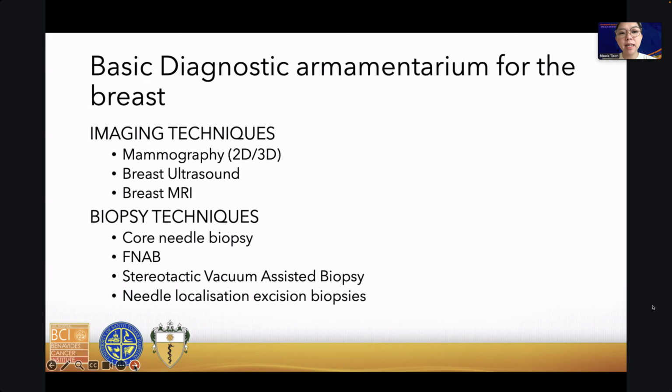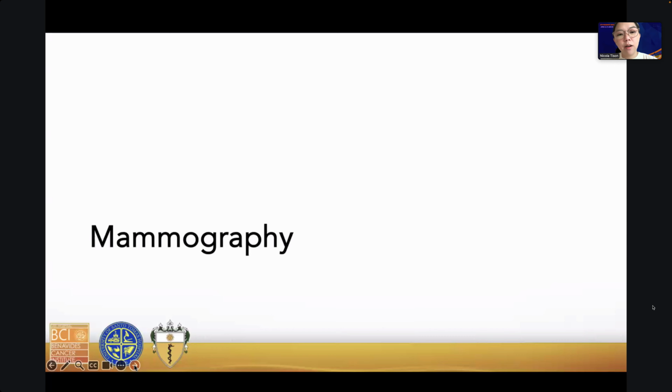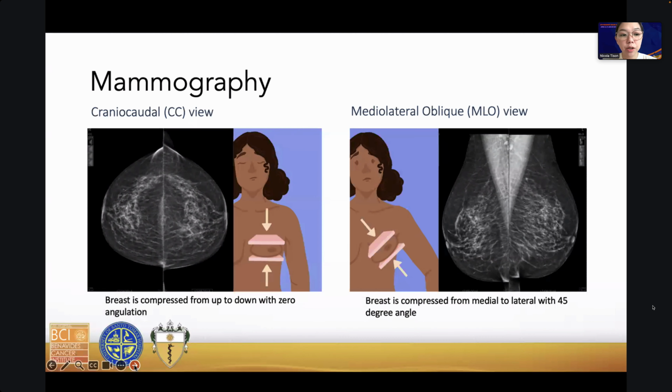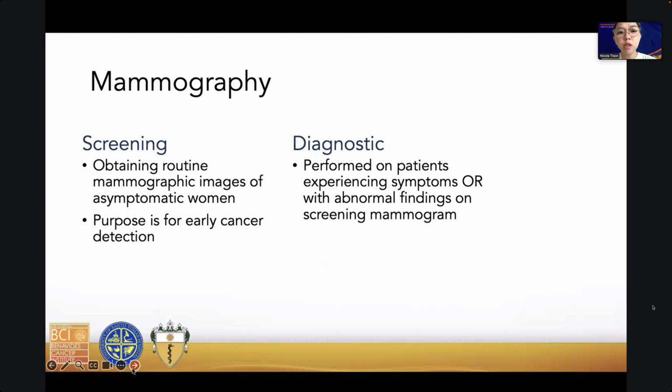So first, for our basic diagnostic armamentarium for the breast, of course, we have our imaging and biopsy techniques. Mammography is essentially an X-ray image of the breast used for both diagnosis and screening. There are two standard views, the craniocaudal and the MLO view. In the MLO view, when we see the shadow of the pectoralis muscle, that's where we look for any pathologic lymph nodes. When we say it's a screening mammo, these are done on asymptomatic patients.